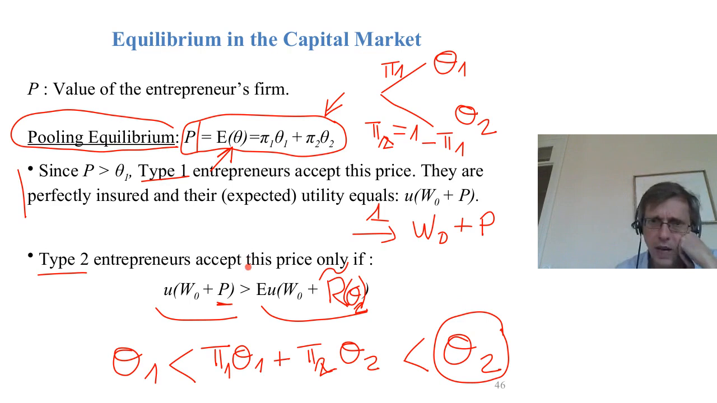So now the question is to understand better in which situation the inequality is going to be in that direction. Because if the inequality is in that direction, well, we're going to have a pooling equilibrium. Because in that case, both type 1 and type 2 entrepreneurs are willing to accept this price, P, and therefore the true price is actually that one.